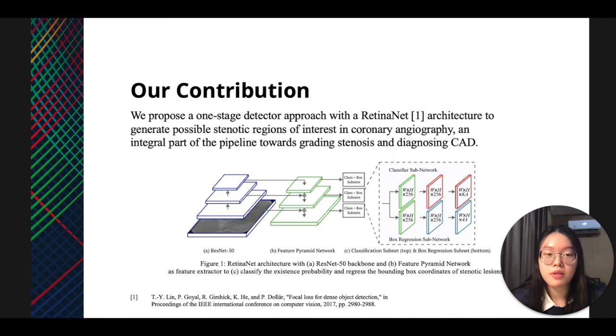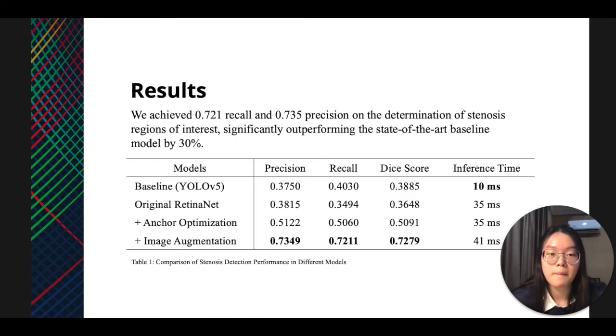We selected the most efficient CNN architecture to be the RetinaNet to generate bounding boxes on stenosis regions of interest. Here, Table 1 highlights the stenosis detection performance in different models, with the best performance being the redesigned RetinaNet with optimized anchor configurations and trained with the improved dataset. We achieved 0.7 precision and recall on the determination of stenosis, significantly outperforming the state-of-the-art baseline one-stage model, which is YOLO version 5, by 30%.